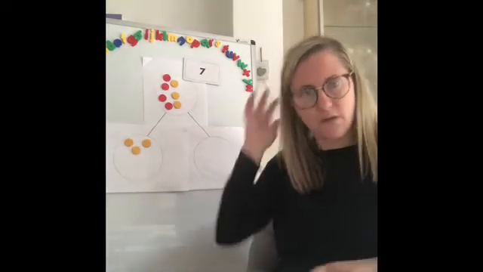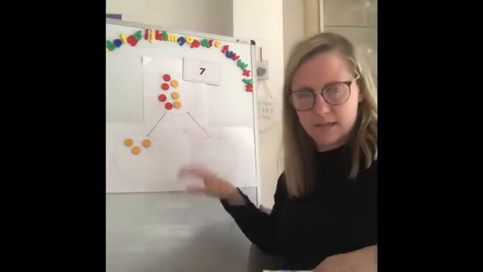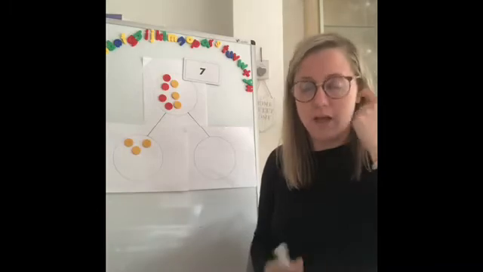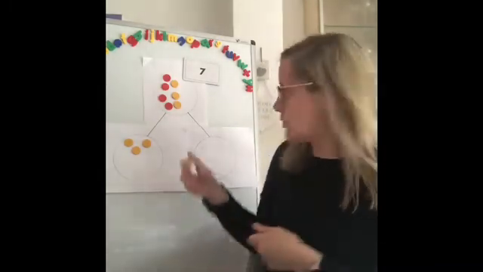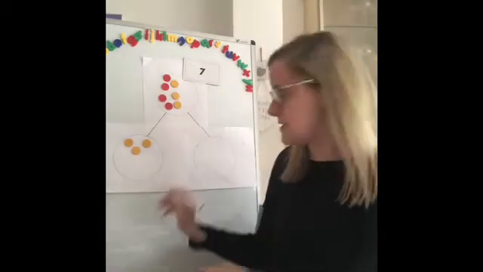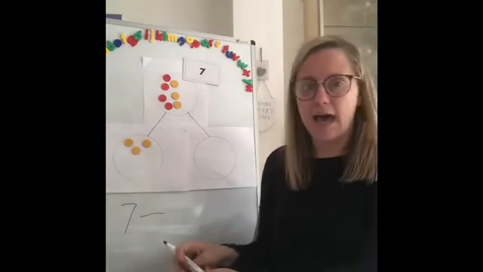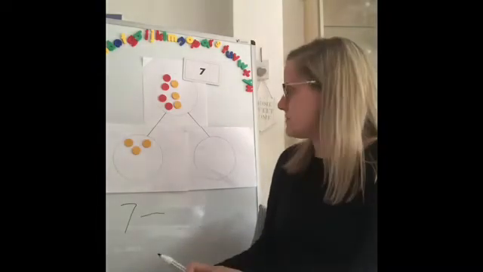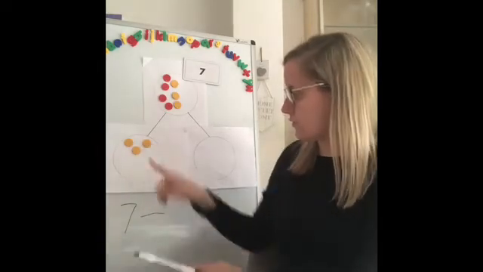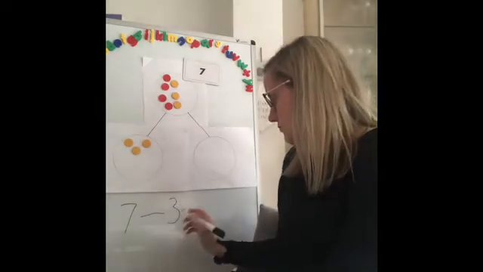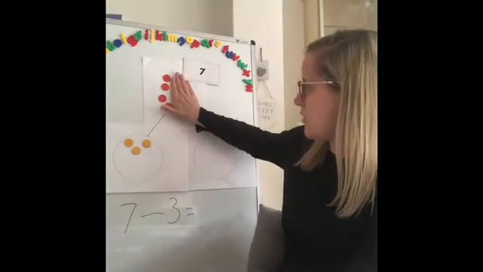So I wonder if anyone can remember what we have to do to find out what our missing part is. Are we going to add, or are we going to take away? We're going to take away. So we're going to start with our whole, our biggest number. We're going to write 7, and then we're going to do take away. And how many are we going to take away from 7? How many do we know that we have? We know we've got 3 in this part, so we're taking away 3. And then we can do 7, take away our 3.